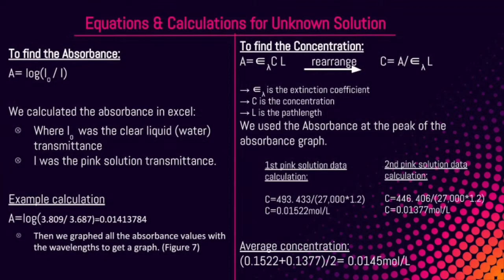To find the absorbance, we did A equals log I sub 0 over I, and then we calculated all of our absorbances in Excel, and an example calculation is shown below. To find our concentration, we did A equals E times C times L, and then we rearranged that for concentration.